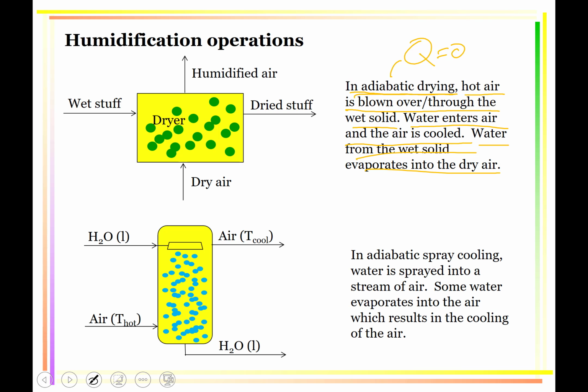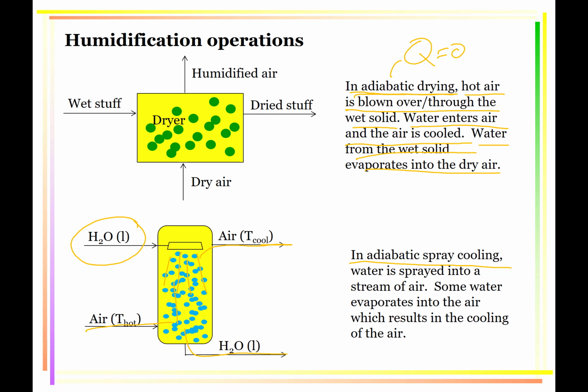And this other one is adiabatic spray cooling. And I told you we were going to revisit this when we looked at the energy balances. We looked at the material balances, but we didn't look at the energy balances. So in adiabatic spray cooling, liquid water is sprayed into a stream of air. We have hot air coming in, and we have liquid water coming out, and we have cool air leaving. The purpose of this is to cool the air, and this is one way of doing it that is relatively inexpensive.